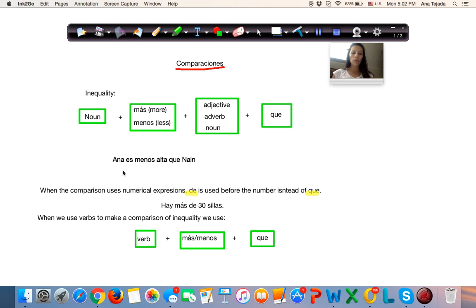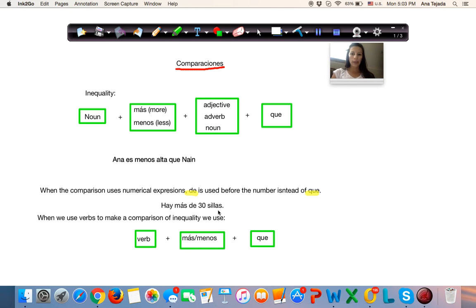When we use comparisons with numbers, we're going to have the word más or menos, more or less. Then the word de instead of que. Notice how before we had the adjective, adverb, or noun followed by que. In this case, we have a number. After más, we're going to have de, and then the number: hay más de 30 sillas.